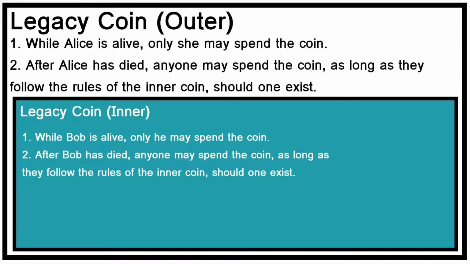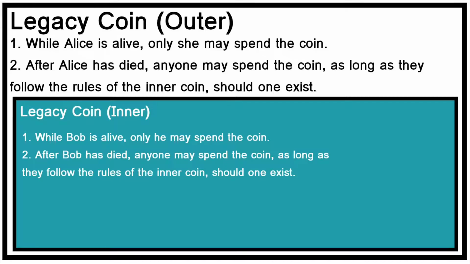So this is better than before. Right now, when Alice is alive, no one else can spend it. Once she dies, only Bob can spend it. But what happens if Bob dies? Well, now anyone can spend it once again. We could keep doing this forever. We could just keep putting more inner coins inside of other inner coins, and that would be fine. There's all sorts of different ways we could take this.